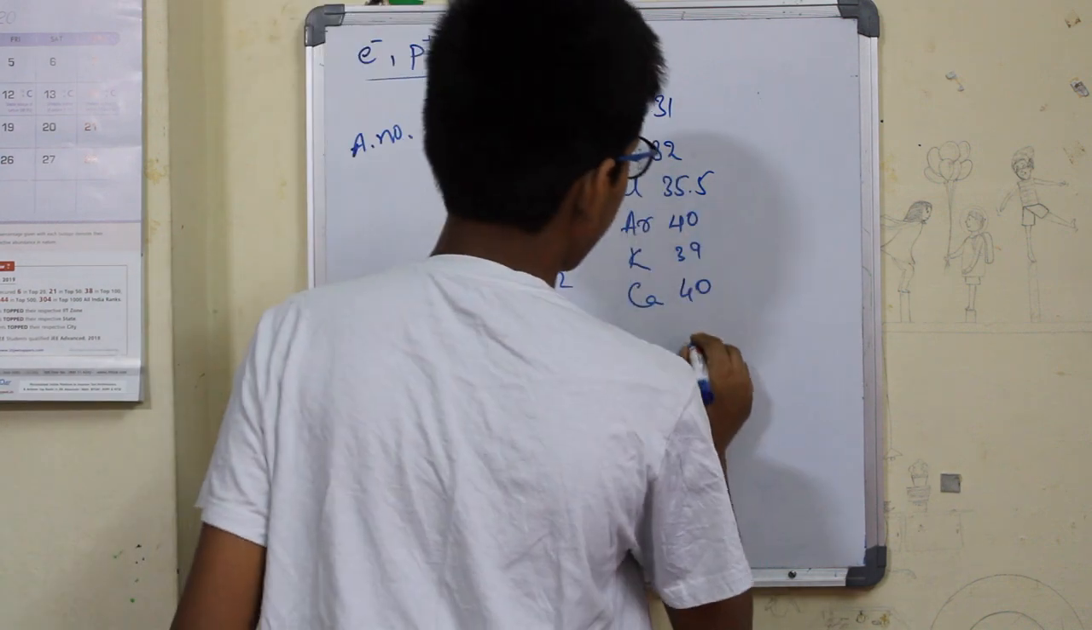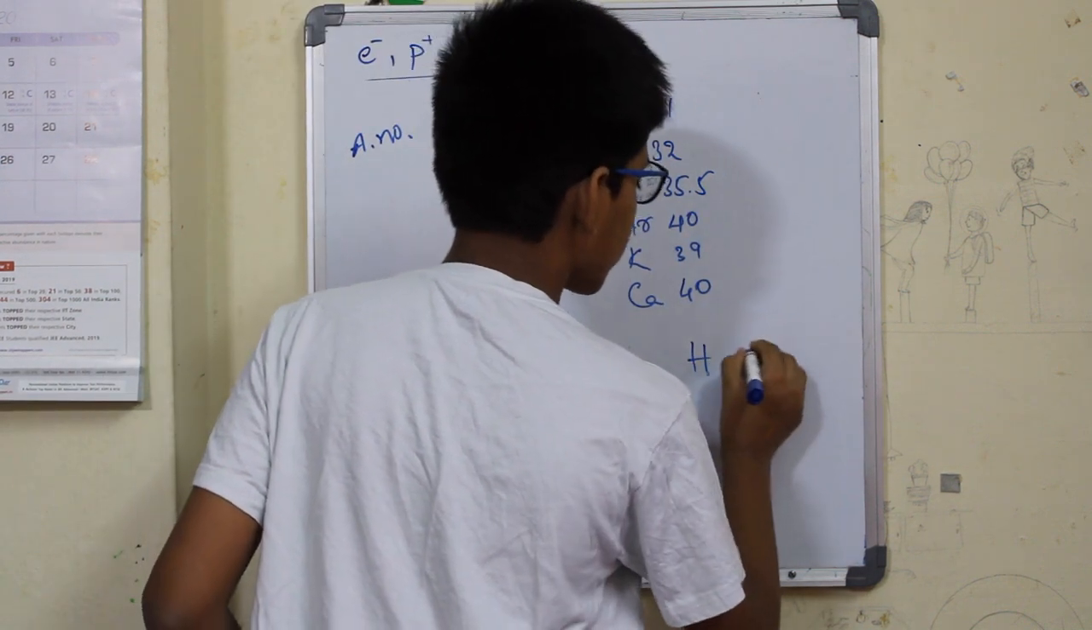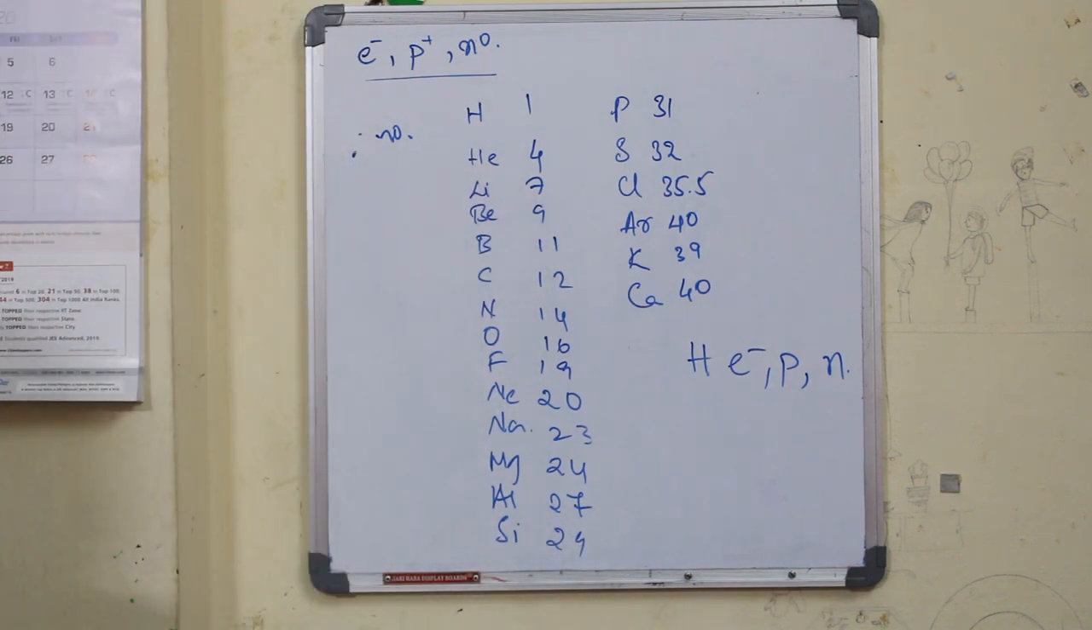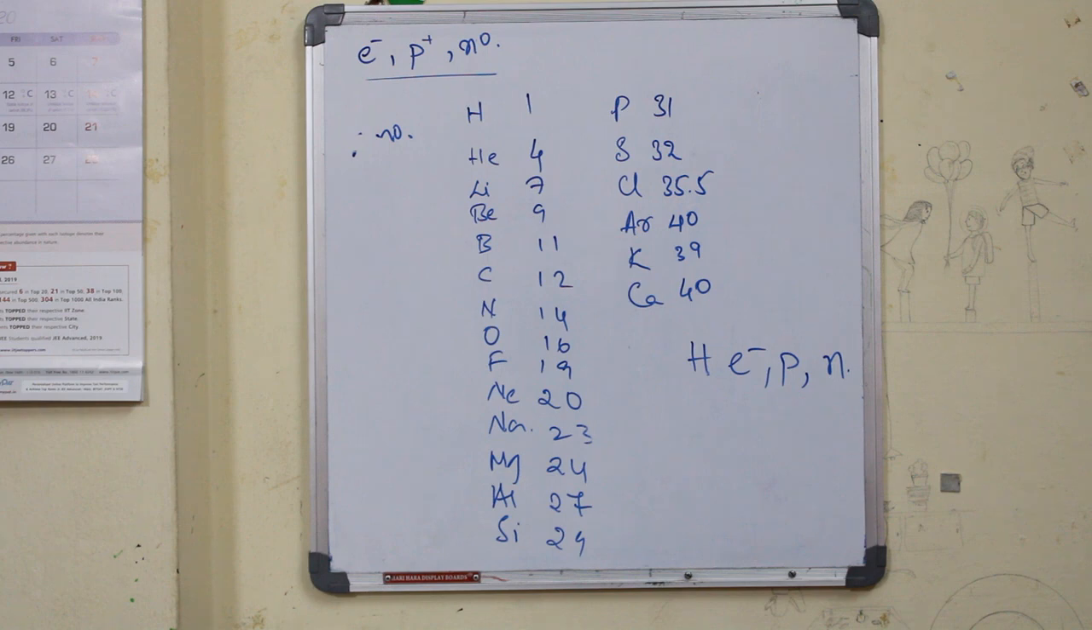Now you tell me, what are the electrons, protons and neutrons in a hydrogen atom? Just pause the video and try that question. Very easy. Now what is the atomic number of hydrogen? Hydrogen's atomic number is 1, and what is its mass number? Here it is written 1. Now just apply the formula.